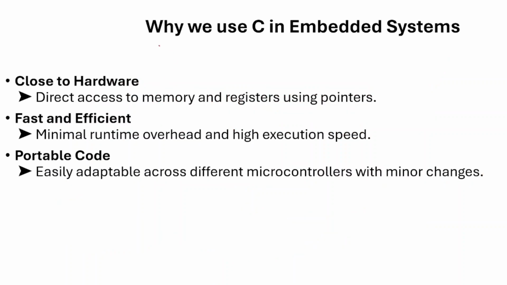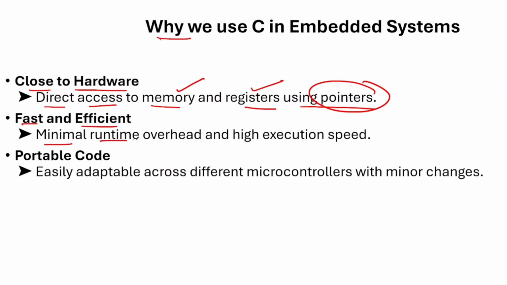So the reason why we are using C language in embedded systems: the first one we already discussed, very close to hardware capabilities. That is direct access to memory and registers using pointers. Using the pointers concept, you can directly access registers and memory. By accessing it, you can configure however you want. The next thing is fast and efficient, with minimal runtime overhead and high execution speed. One more thing, your embedded system should be fast, so you have to use a fast executing programming language, that is C.